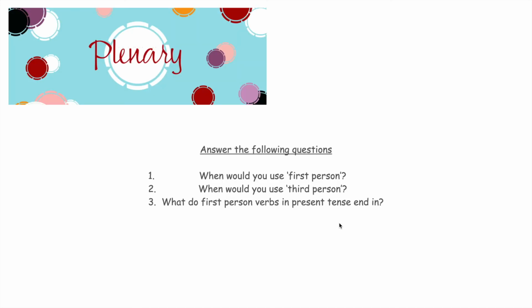Okay, here's your plenary. Right, I just want you to have a go at answering these questions just to reflect on how much you've learned this lesson. So, number 1, when would you use the first person form of the verb? What's it referring to? And number 2, when would you use the third person form of the verb? And finally, which letter do you use when you're talking about the first person verb in the present tense? So what do first person verbs in the present tense end in?